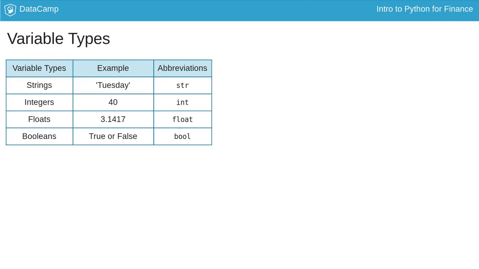Note that unlike other programming languages, such as C or C++, Python sets the data type of the variable based on the value that is assigned to it. The abbreviations for the data types we discussed are shown here.